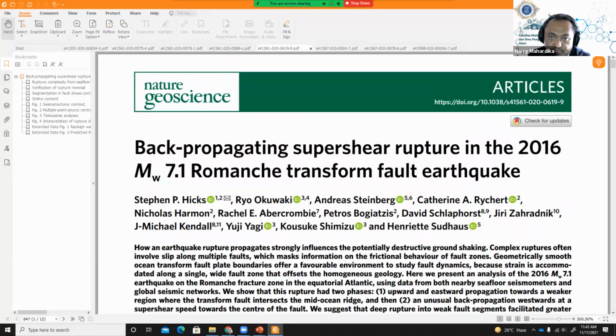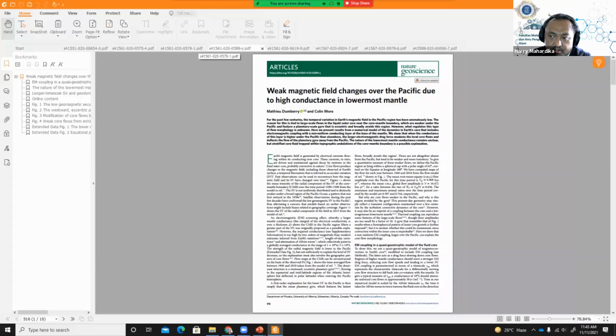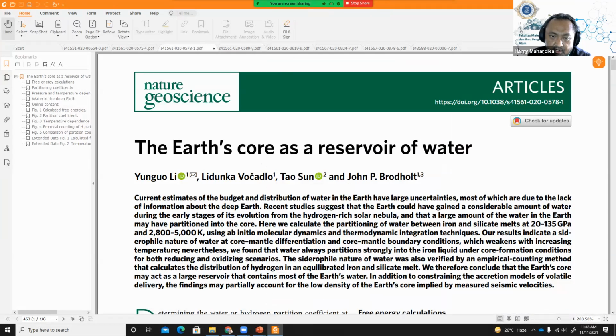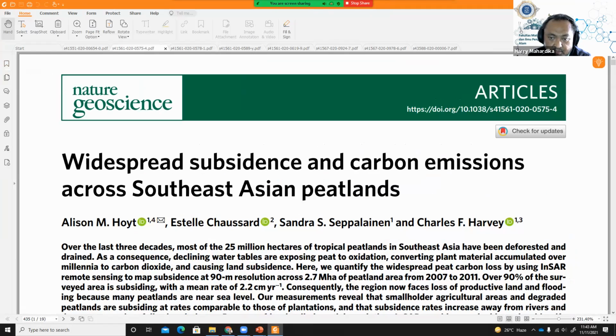Okay, for those of you who are interested in seismology or seismic waves in general, you can choose this topic, compared to the other geoscience topics that were related to the Earth's magnetic field, the Earth's core as a water reservoir, and subsidence and carbon emissions in peatlands. Peatlands, what we call in Indonesia daerah gambut. Okay, peatlands is the translation.